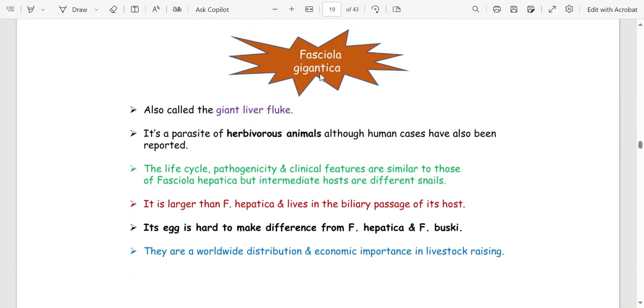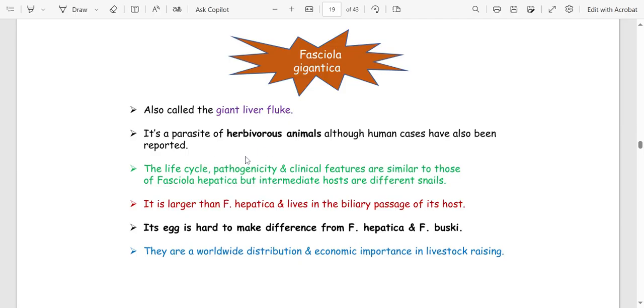So we have talked about Fasciola hepatica. Now Fasciola gigantica is known as the giant liver fluke. Remember, Fasciola hepatica was the sheep liver fluke. Gigantica just means giant. Sometimes you see it called the common liver fluke. It is a parasite of herbivores, although human cases have also been reported.